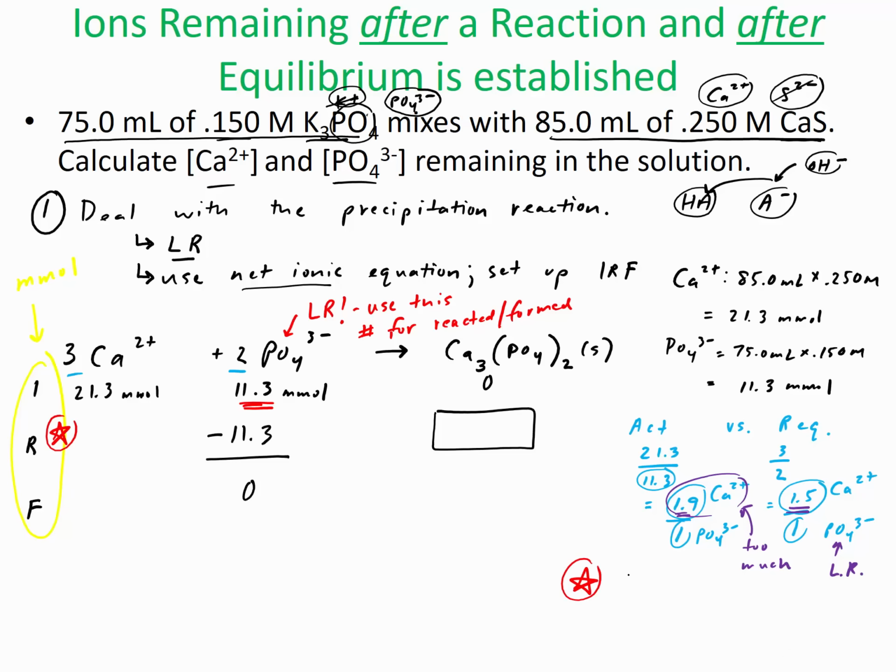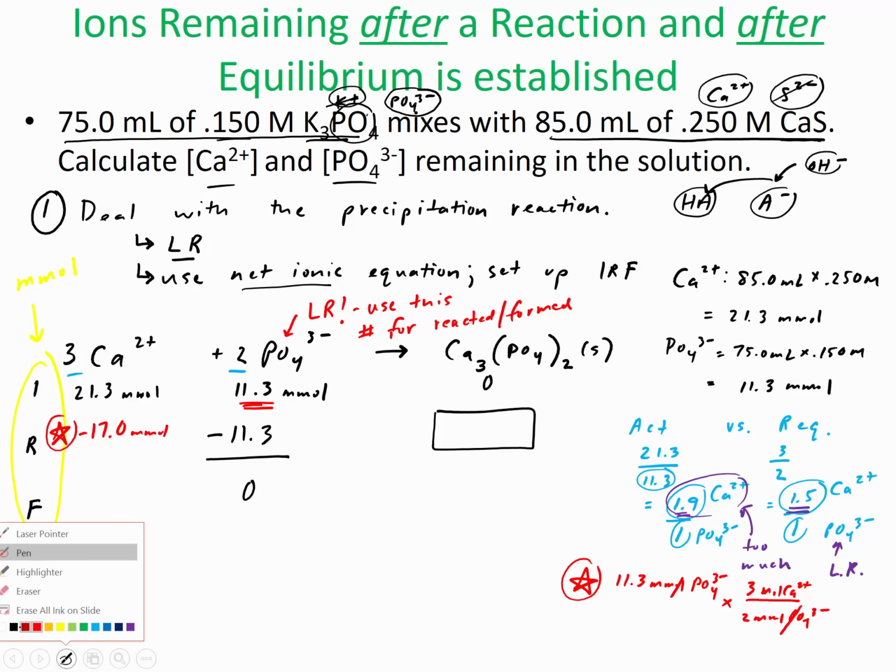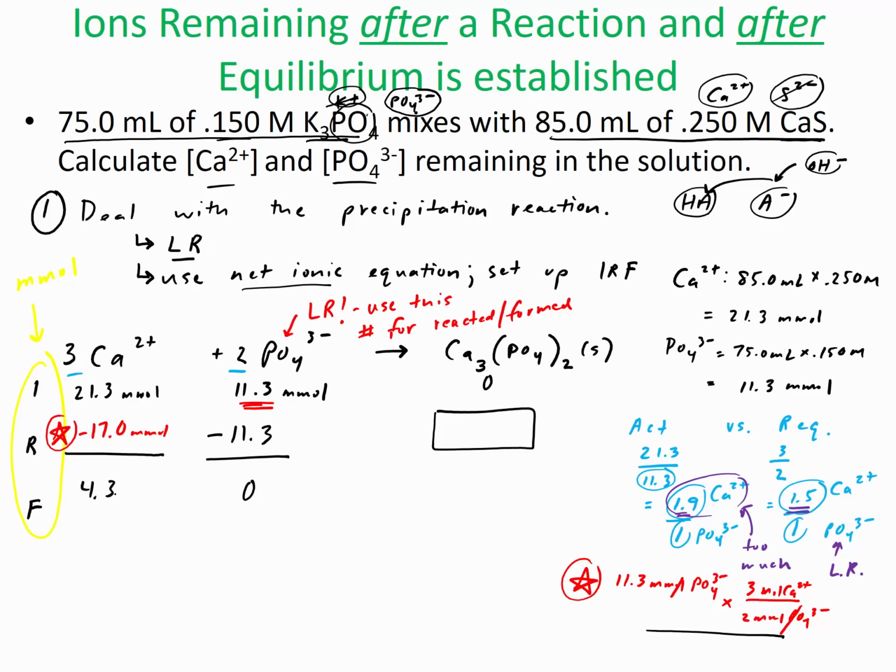Okay, so I have 11.3 millimole of PO4. Then 3 millimoles of calcium react for every 2 millimoles of phosphate. So that unit cancels. This amount I get is 16.9 something, or it rounds up to 17. So minus 17 millimole here. So this red work I did corresponds to how I got this number here. Now if I subtract those, I get 4.3 millimole of calcium left over.